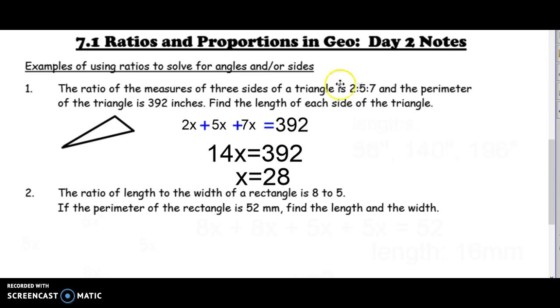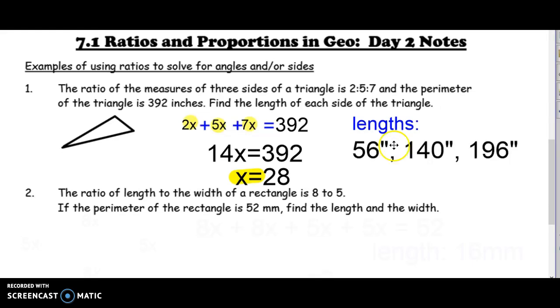But I haven't finished the question. We're asked to find the length of each side of the triangle. The lengths are all going to be different. But I already know that x is 28. And I know one side isn't 2, but it's 2 times 28, 5 times 28, 7 times 28. So the lengths are going to come off of those values. When I multiply them out, I get these different numbers. Notice how I wrote the units. I use the symbols instead of the words. It's up to you what you would like to use.